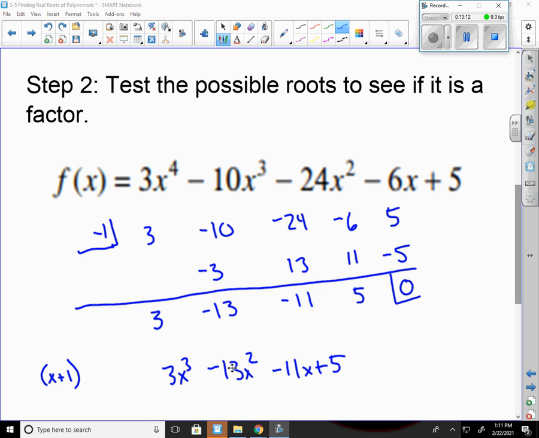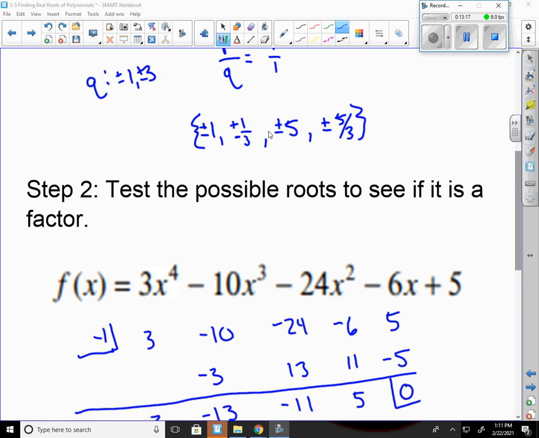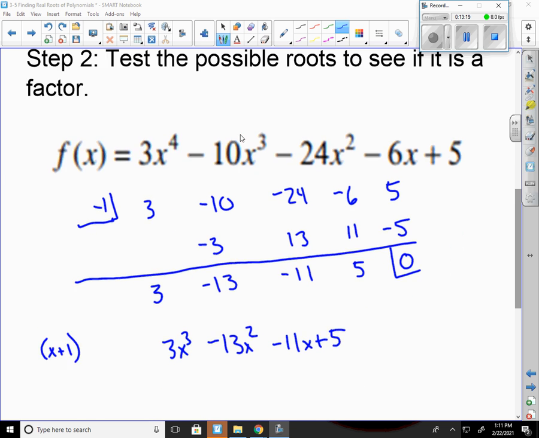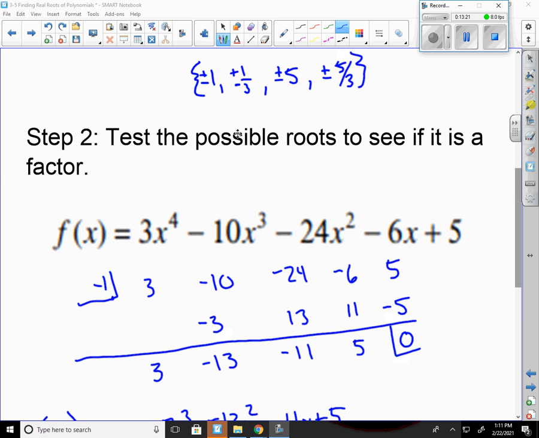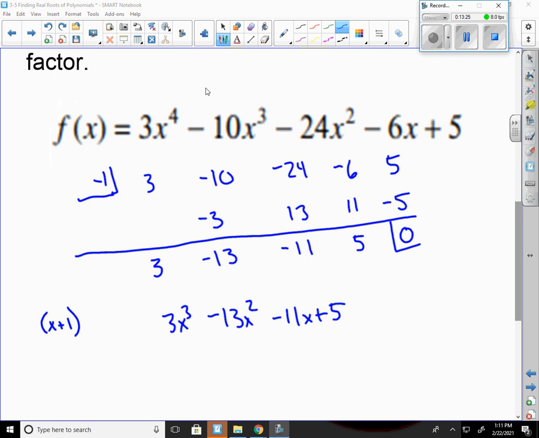So now I'm still not done. I need to check multiplicity, or check for more factors of this equation. So I can try 1 again, or negative 1. What I will tell you is it's going to be a good idea to take this equation and plug it into Desmos to start with.